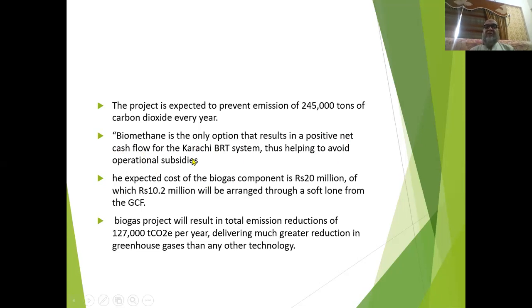The expected cost of biogas is rupees 20 million, of which 10.2 million will be arranged through a soft loan from the Global Challenge Fund. This project will result in total emission reductions of 127,000 tons of carbon dioxide per year, delivering a much greater reduction in greenhouse gases than any other technology.